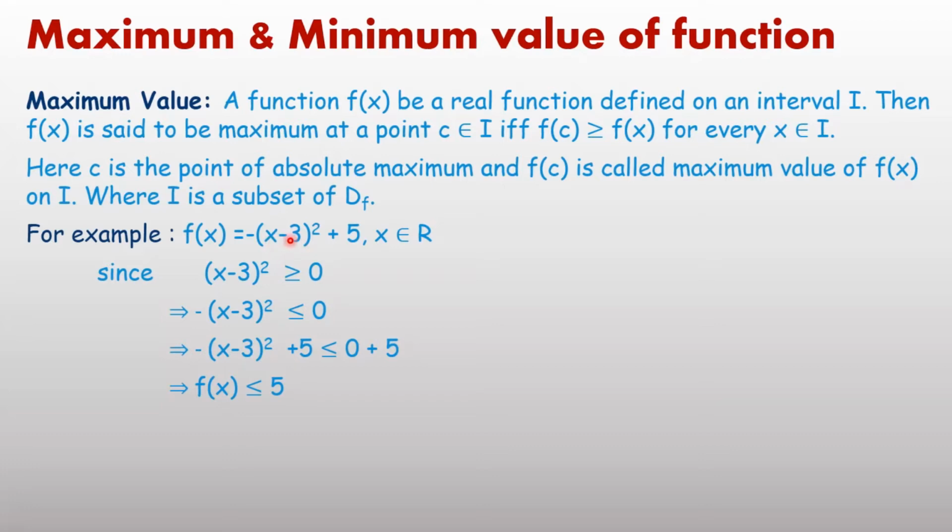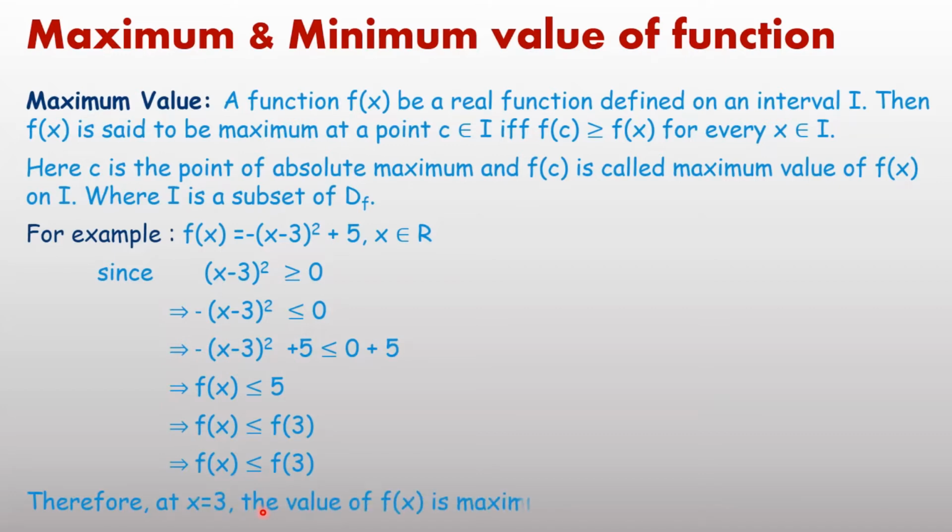because 3 minus 3 equal to 0, square 0. It implies you can say the value of f(x) for any real number x is always less than or equal to f(3), meaning the value of the function at x equal to 3. Or we can say the function f(x) is maximum at x equal to 3 and the maximum value of the function is 5. In this pattern we can find the maximum value of a function for any function without using a derivative.